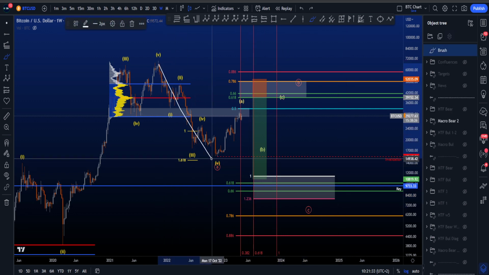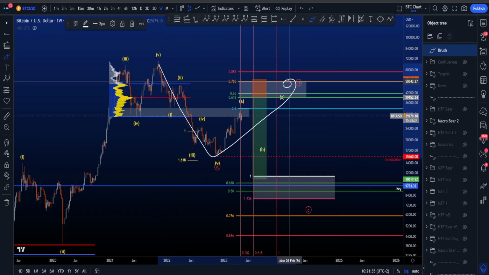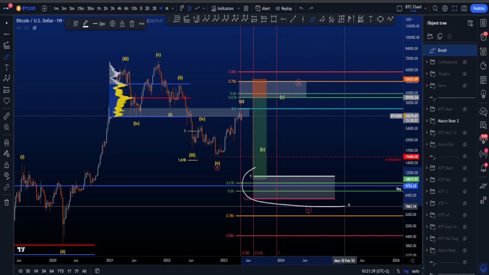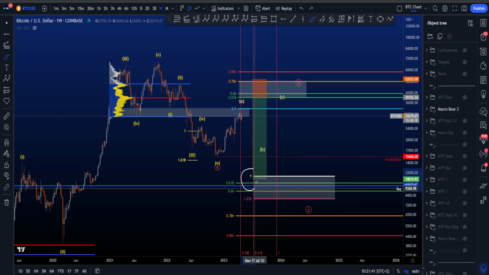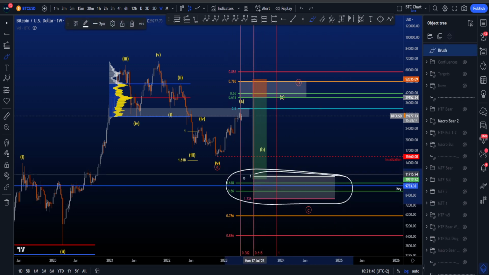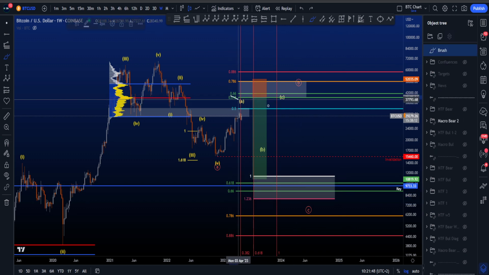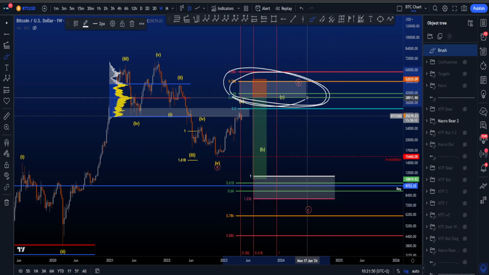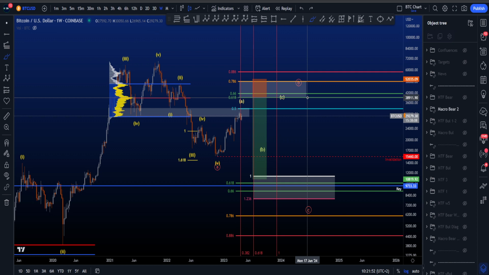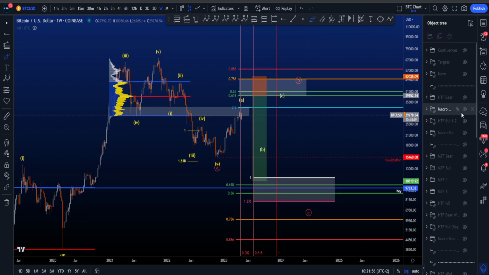If this is a wave A, wave B would move towards like the 0.786 kind of area. Then the most common target area for a wave C is this one over here, the white box between the 1 and the 1.236. So you can see this area over here is massive, massive, massive support, and this area over here is massive, massive, massive resistance. So we have very clear support and resistance areas on the macro time frame for Bitcoin.